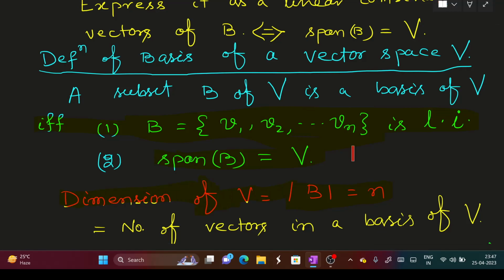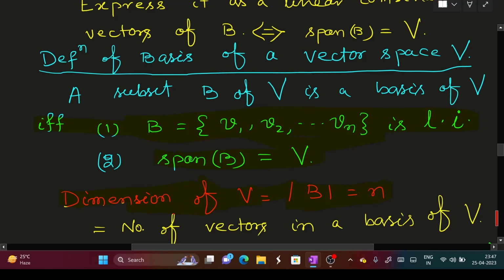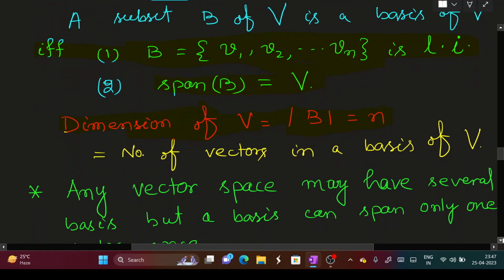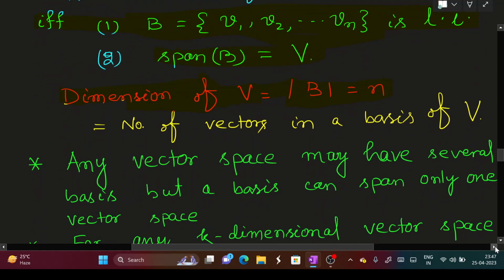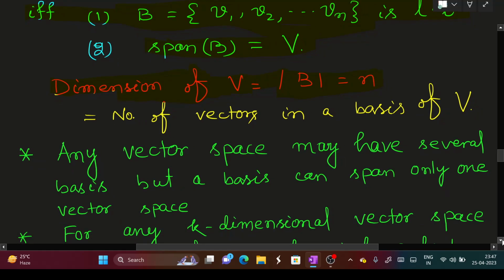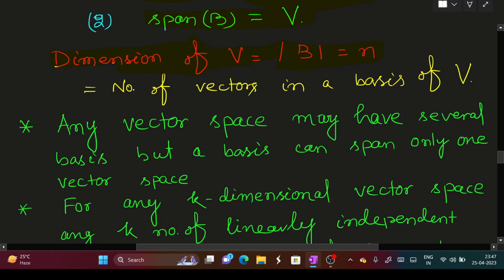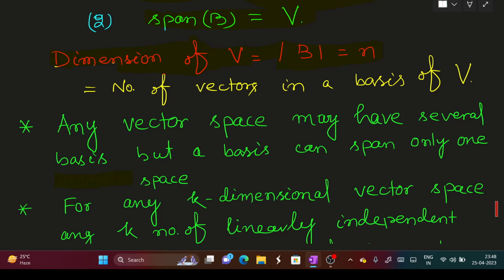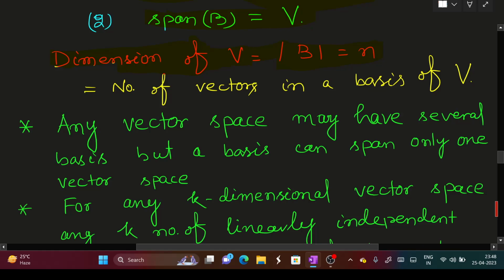So to find out the dimension of a vector space, one option is to find the basis of it, and how many vectors there are in the basis will give us the dimension. But this is not the only way; there are several other ways to find the dimension of a vector space. Now there is a relation between basis, dimension and all those things. Any vector space may have several bases, but a basis can span only one vector space.